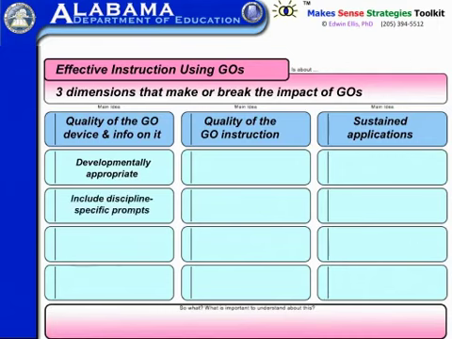Another key thing is the graphic organizers themselves have what we call discipline-specific prompts. In other words, there are prompts embedded onto the graphic that cue students how to think about the information in different ways and so forth. And you've seen a number of examples of how that looks.